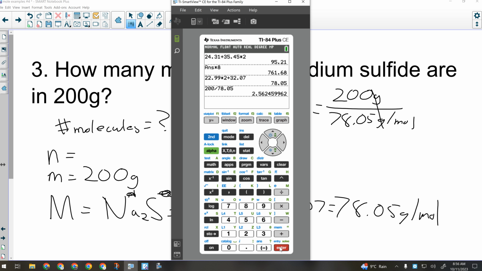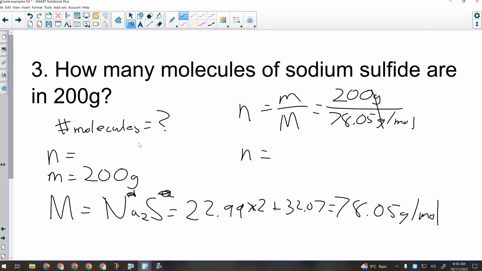Okay, so I got 2.56 moles. I'm only going to write that much, but I'm going to keep all those numbers in my calculator. Now that I have the number of moles, how does that and this number here, which is particles per mole, help me? I multiply them together, yeah.